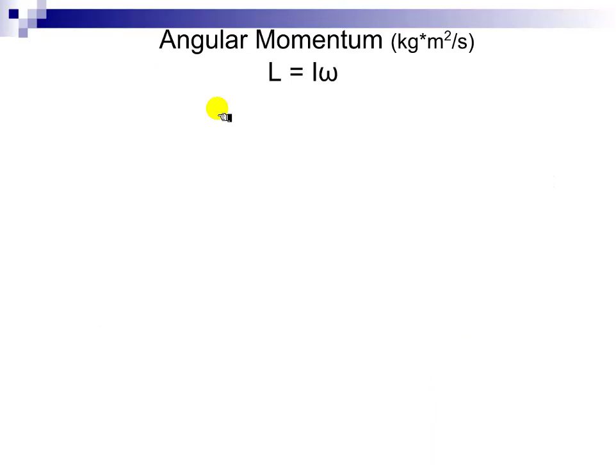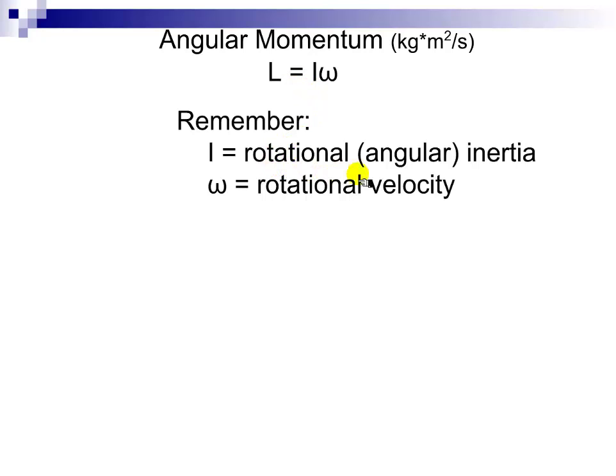Now we're going to look at two types of objects, but the equation for both of them is the same. It's this: L = Iω. The L stands for angular momentum. It's equal to I, which is the rotational or angular inertia, and the omega, you'll remember, is rotational velocity. The units for angular momentum are kilogram meter squared per second. So just remember, sometimes the words angular and rotational are interchangeable.